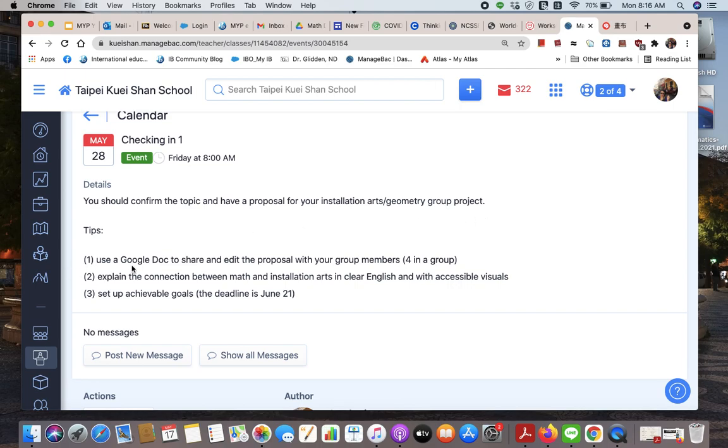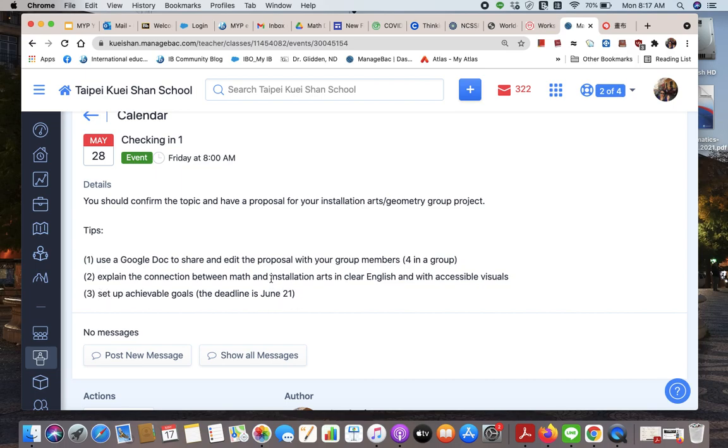The first one is you want to use a Google Doc to share and edit the proposal with your group members and also with me, to make sure that you're on the right track. The second one is you want to explain the connection between math and installation arts in clear English and with accessible visuals. Accessible visuals can be, for example, if you want to use some Pinterest examples, you want to give credits. If you want to hand draw the design, then you want to take a clear picture and upload clearly. And also the third one, you want to set up achievable goals.